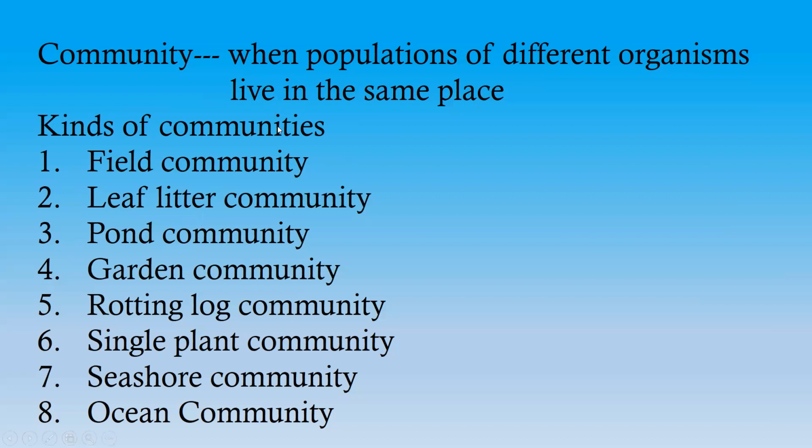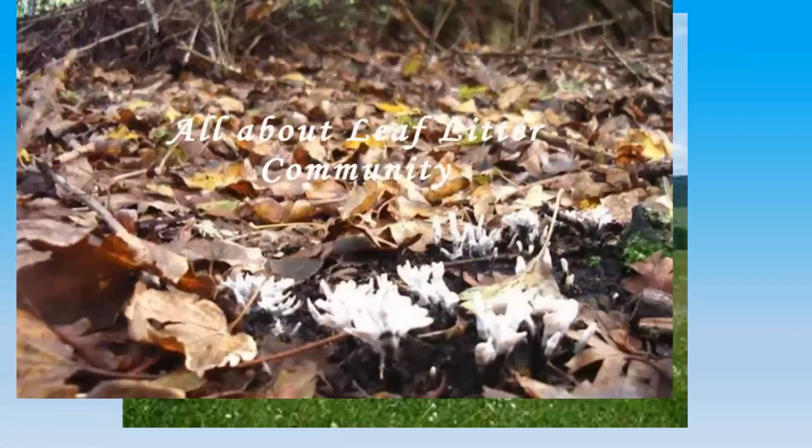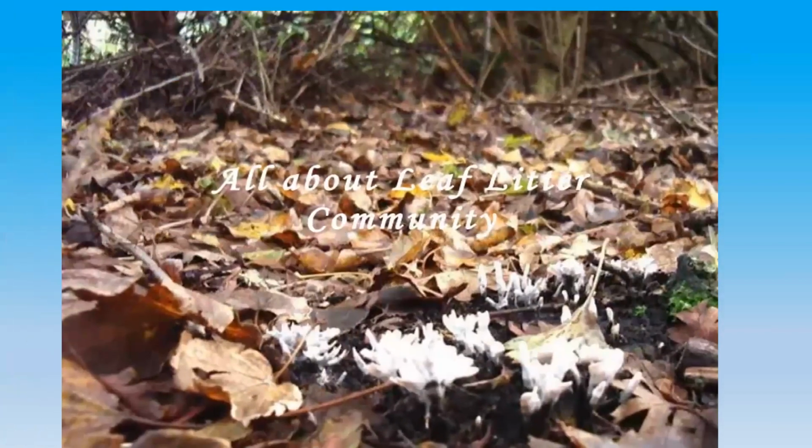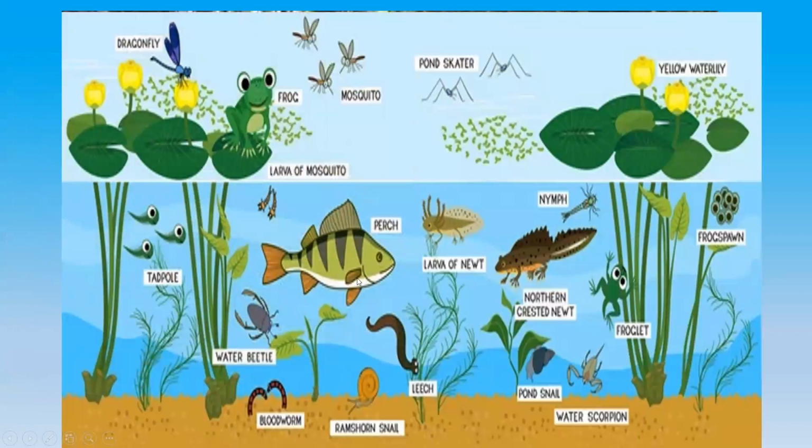Those are a few of the organisms that you can see in the ocean community. Now I want you to take a look at this and tell me what community. What is this? This is field community, right? Field community. How about this? This is leaf litter community. Yeah, leaf litter community. And you can see there are mushrooms. What else? This is pond community.